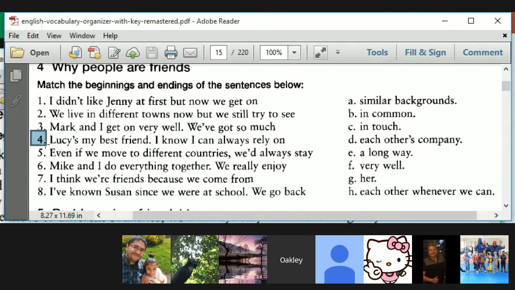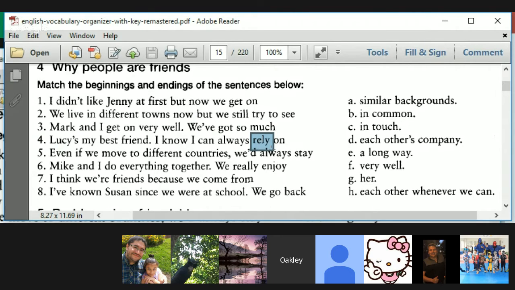Luke is my best friend. I know I can always rely on a long way. Okay. Let me help you out. First of all, this name is Lucy. The C has an S. Lucy. Okay. Fairly common name in English. Lucy. I can always rely on her.